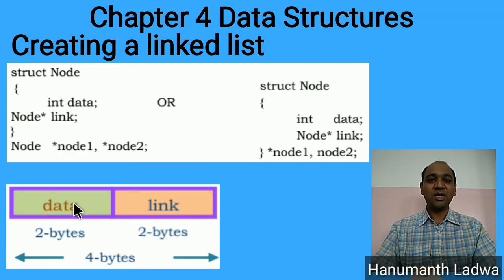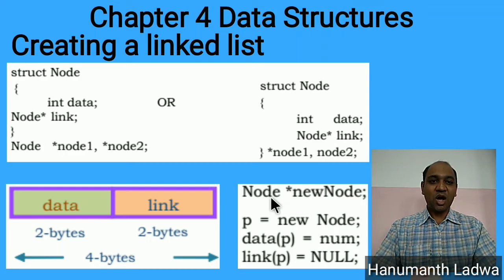Here data will take 2 bytes. Why? Because data is integer type. The link also takes 2 bytes. Why does link take 2 bytes? All pointer variables, irrespective of the data type, will take only 2 bytes. So 2 plus 2, total 4 bytes. Each node will occupy 4 bytes of memory.